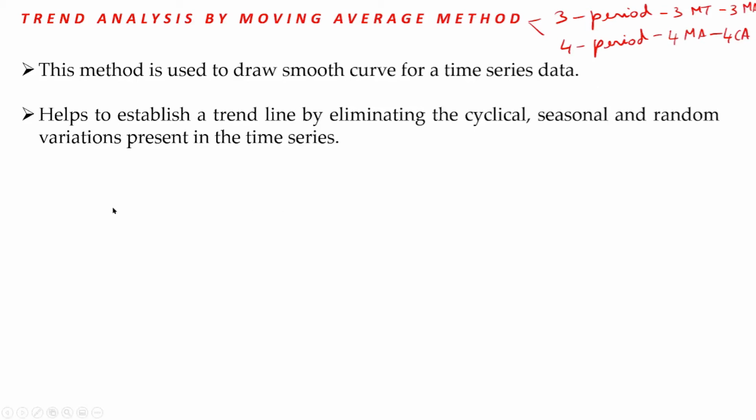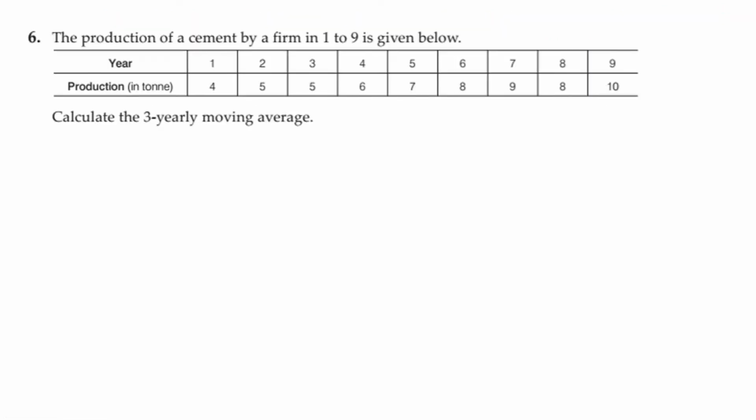Now let us see some questions based on this method. These questions I have taken from Arihan's sample paper booklet. Similar question was asked in the sample paper for 2 marks. The production of cement by a firm in the years 1 to 9 is given below.